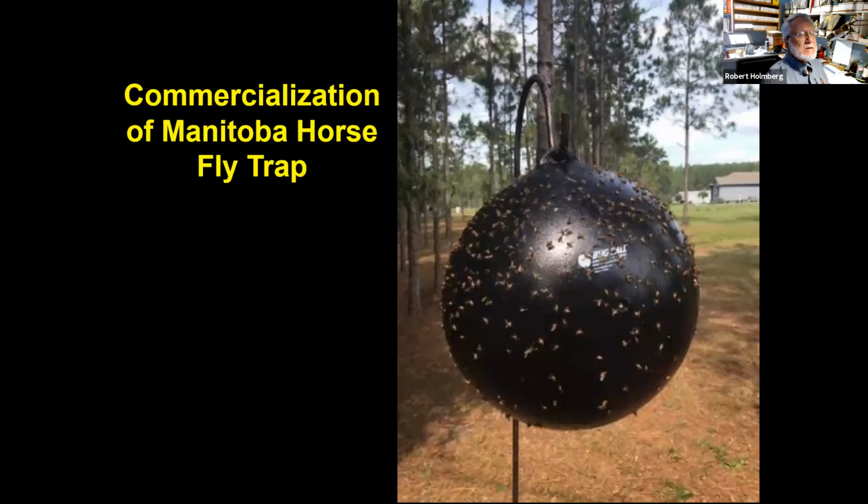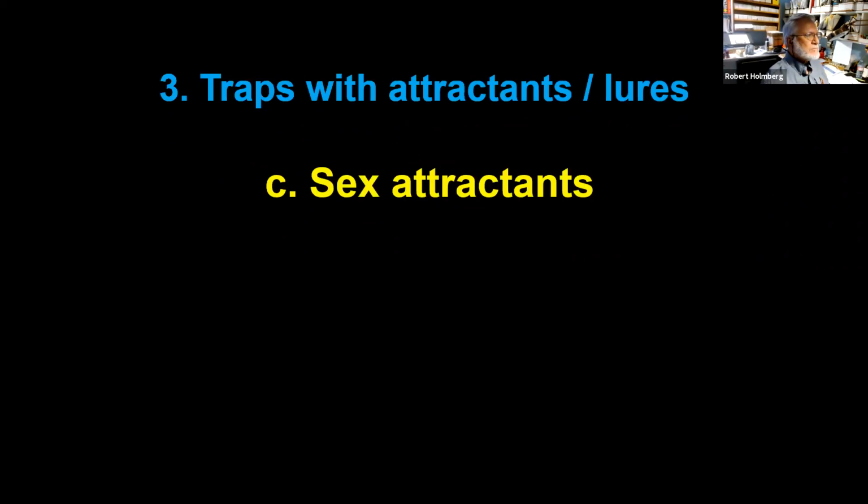So they took the idea of this black sphere that seems to attract these flies. Some people think that it's the highlight of the sun shining on the black sphere that makes it most attractive. And then the company that produces this gives you a sticky substance that you paint onto the ball, and you can see that it attracts hundreds, if not thousands, of horseflies. And another attractant you can use are sex attractants.